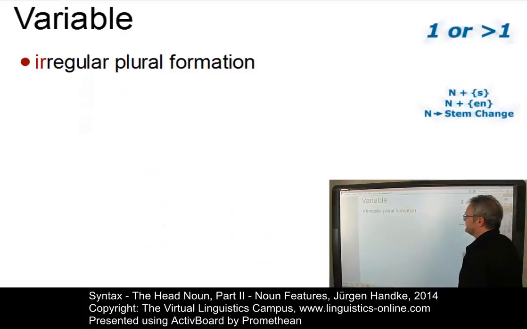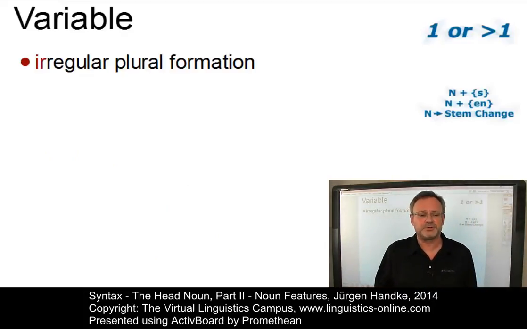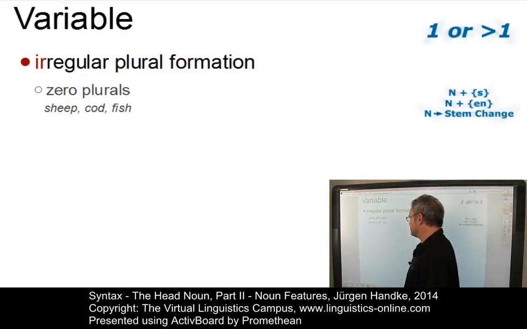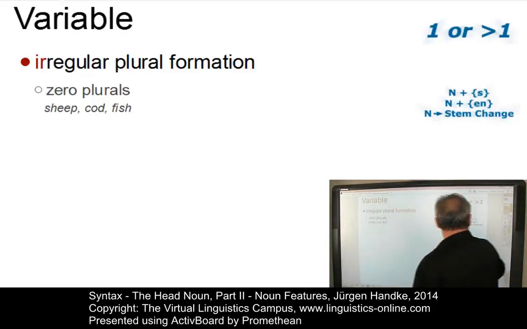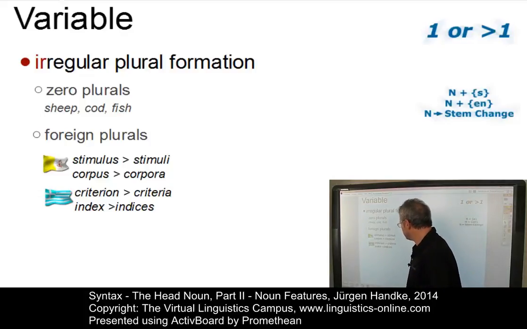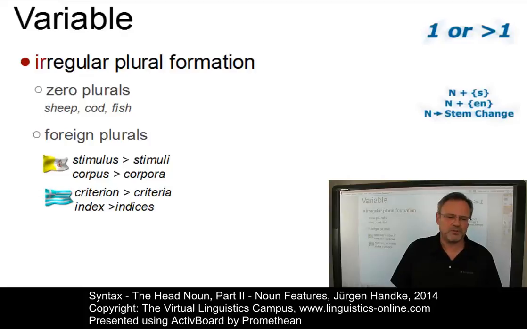Furthermore, there are nouns that do not involve any formal singular and plural distinction. For example, zero plurals. I already mentioned them earlier on. Sheep, cod, and fish are three examples. And then English has adopted a number of foreign plurals from Latin, stimulus, stimuli, corpus, corpora, and from Greek, criterion, criteria, index, indices, and many more.